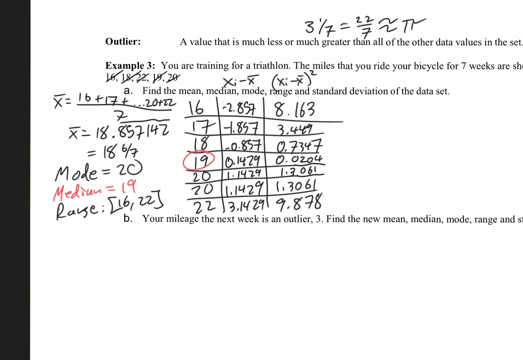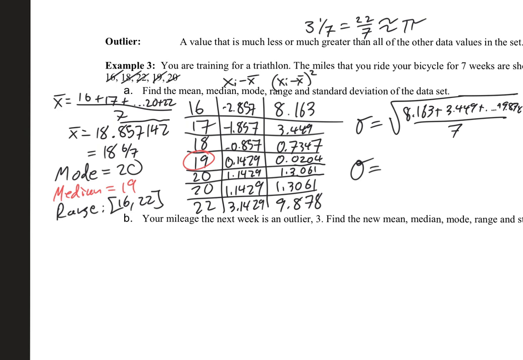Okay. All right, remember now, for standard deviation, I take the average, or the mean, of this, and then I take the square root. Isn't that fun? So, standard deviation equals the square root of 8.163 plus 3.449 plus, and so on, until we get to the last term, 9.878. Running out of space. Boom. All over n, which is 7 in this case. And when you do all that, I got about 1.88.